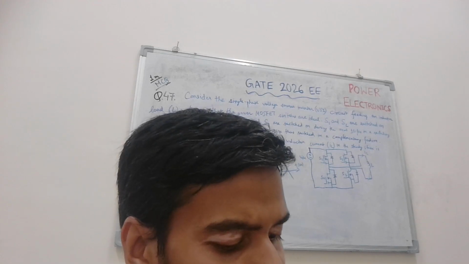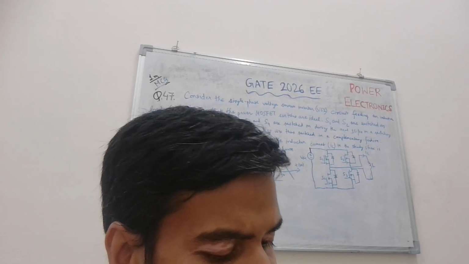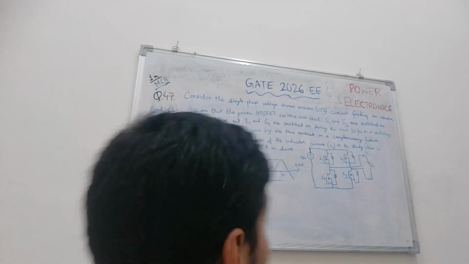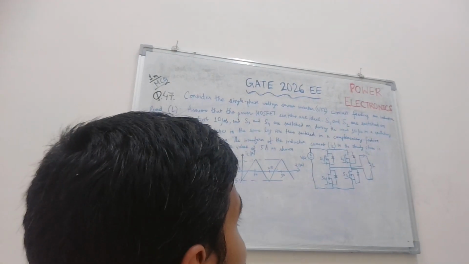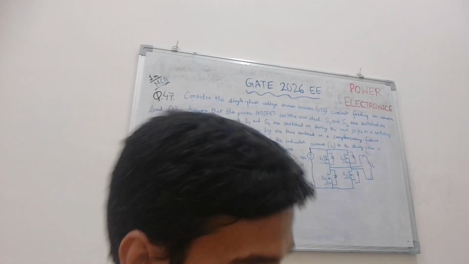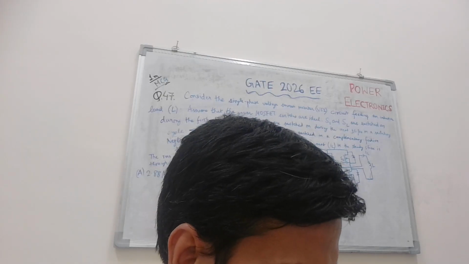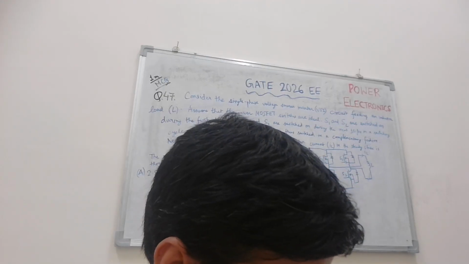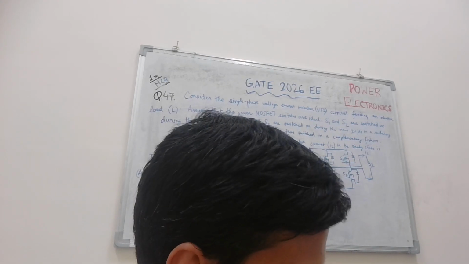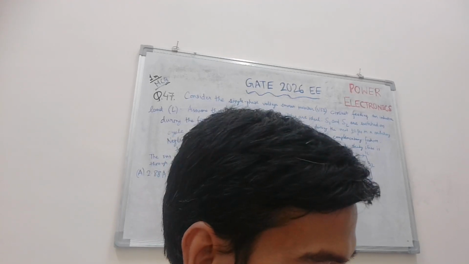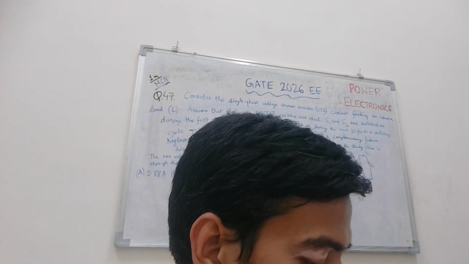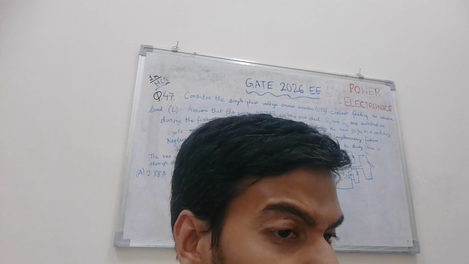Neglect the dead time. The waveform of the inductor current IL in the steady state is triangular with a peak value of 5 ampere as shown. This is the inductor current waveform. The RMS value of the current in switch S1 is, options given as A 2.88 ampere, B 2.04 ampere, C 3.54 ampere, D 2.50 ampere. Let's move on to the solution to the question.